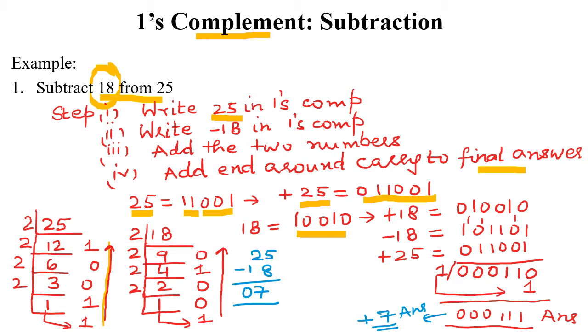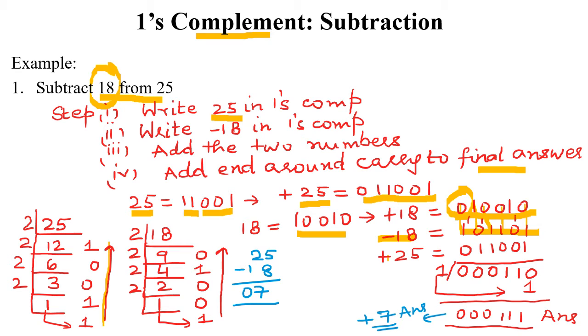So plus 18 is 0 1 double 0 1 0, by adding 0 in front of the magnitude. To find minus 18, complement each and every bit: 0 becomes 1, 1 becomes 0, 0 becomes 1, again 0 becomes 1, 1 becomes 0, and 0 becomes 1. So minus 18 is 1 0 double 1 0 1.